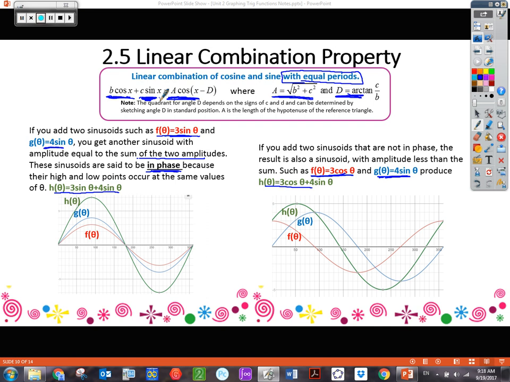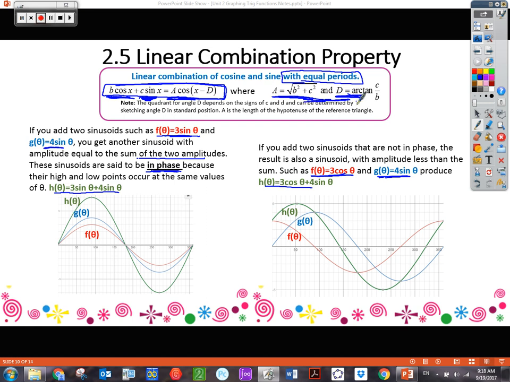Now on quizzes and tests, I'm going to give you this portion. I'm going to write this portion out for you, so you don't have to memorize that part, but I am not going to give you these two pieces. You have to know these two pieces.